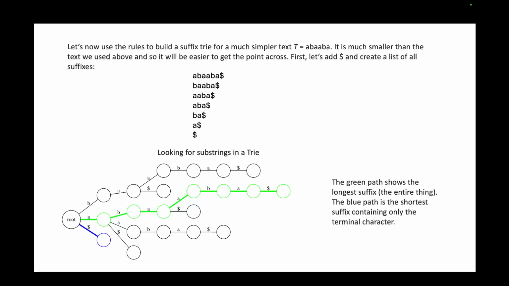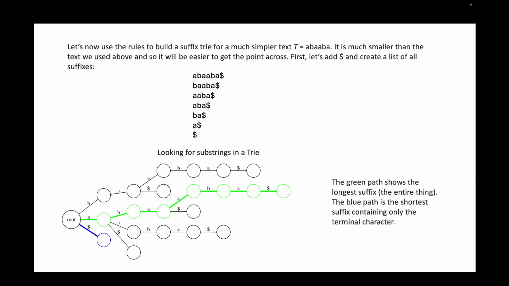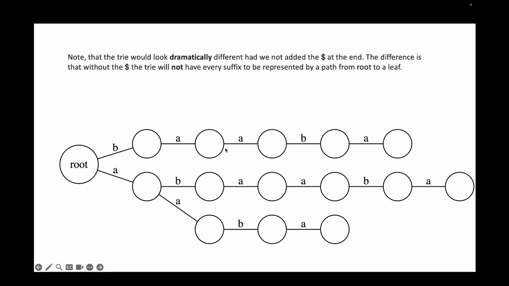So you have created this trie using the suffixes. Now we want to see one thing. If you remove the dollar sign from it, if you remove this endpoint delimiter from the sequence, the trie will look very dramatically different. The difference is that without the dollar sign, the trie will not have every suffix represented by a path from a root to a leaf.